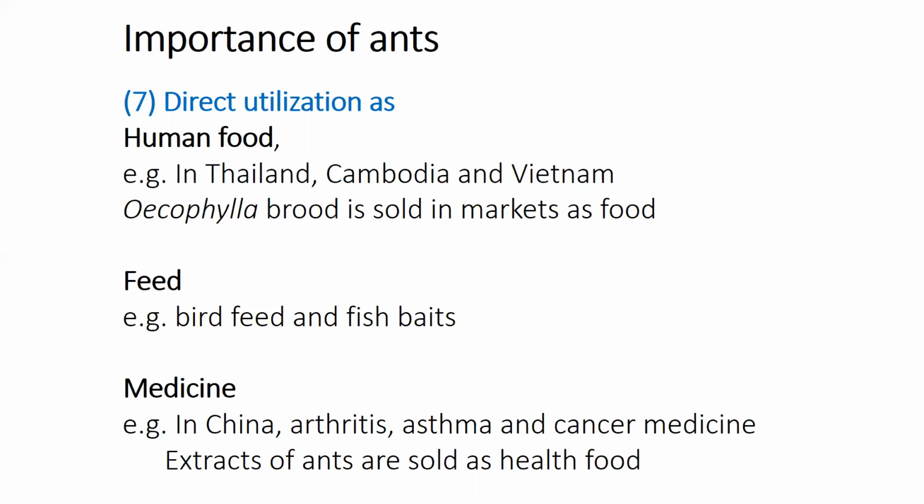And in Sri Lanka, even ant brood is used as fish bait. And for medicine, in China, ants are used for arthritis, asthma, and cancer medicine. One example is China, and another is that there may be many health foods sold at the markets. Health food is prepared from extracts of ants.